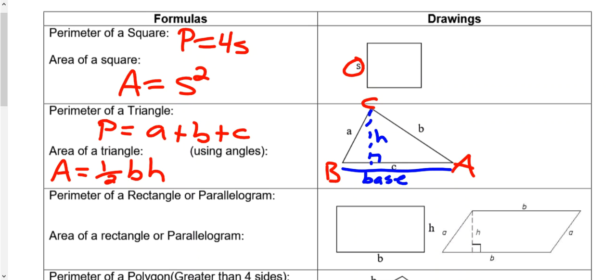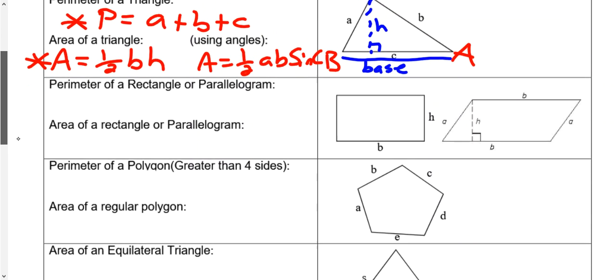Now, if we're using the angles, which is not very common, but if we were, we could say that the area equals 1/2 A, B, so the length of side A, the length of side B, times the sine of C. We're not going to really use that all that much, but it's just helpful to know that in case it does come up. We're really going to focus on this one here, the perimeter, and this area equation.